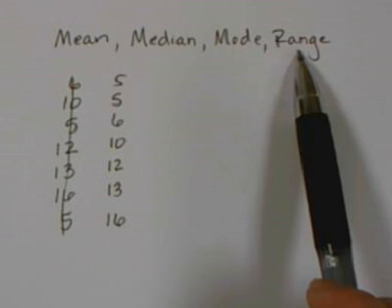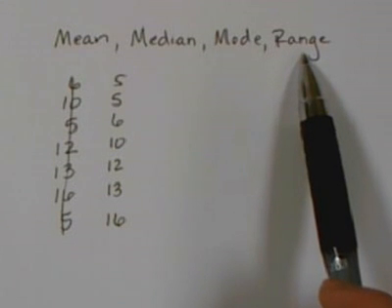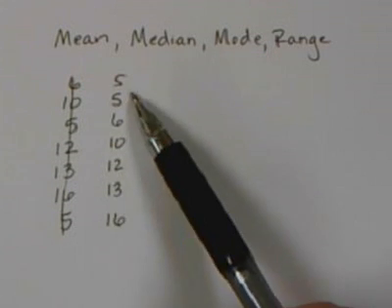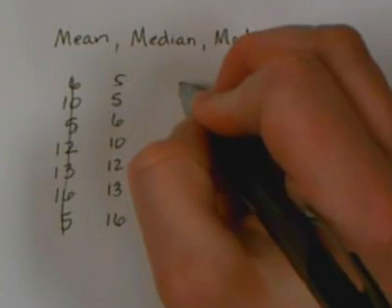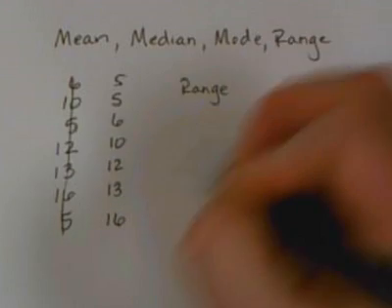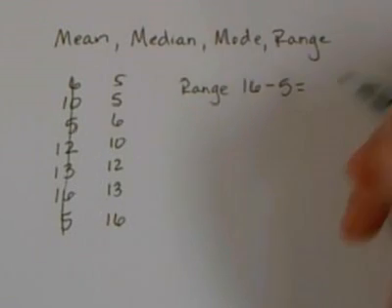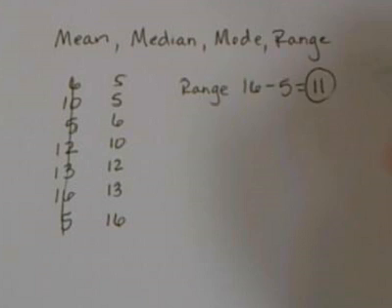Well, let's start with range. To find the range, we're going to think of a mountain range with highs and lows. That means we take the high minus the low to find the range. So our range is the high, 16, minus the low, 5, and that gives me a range of 11.